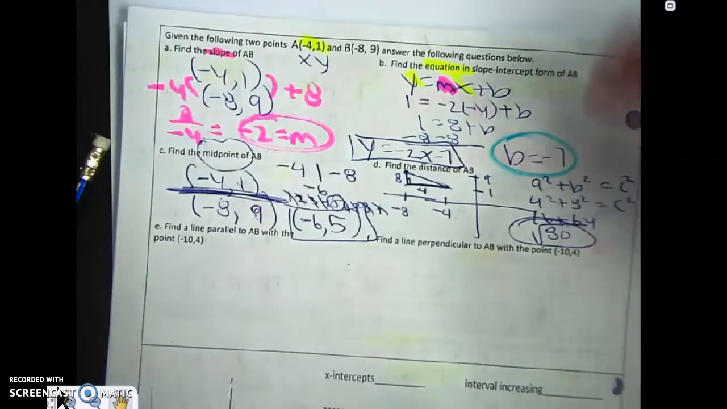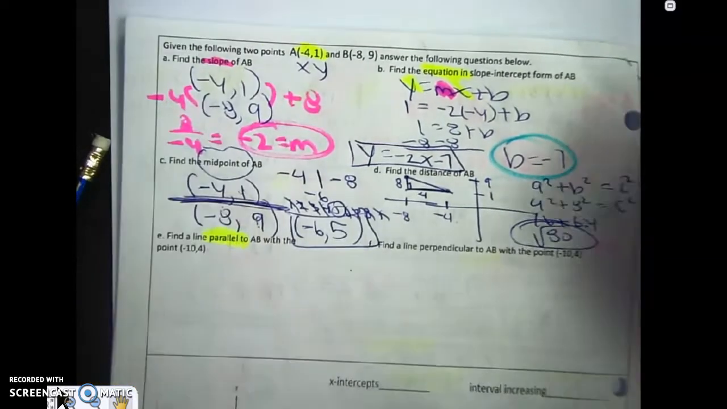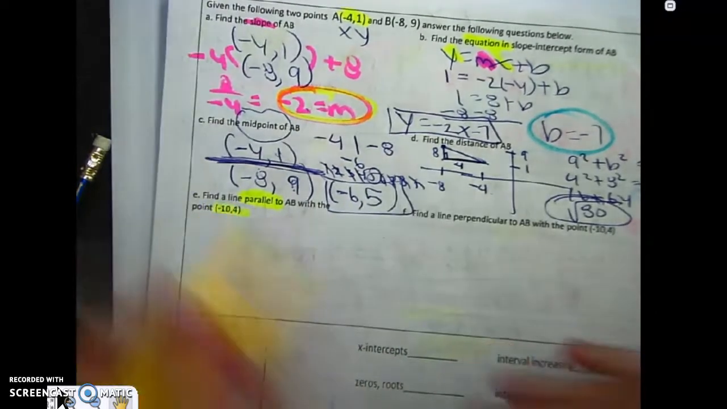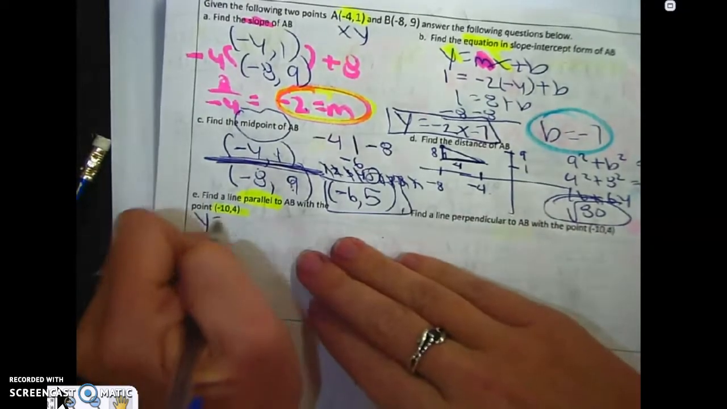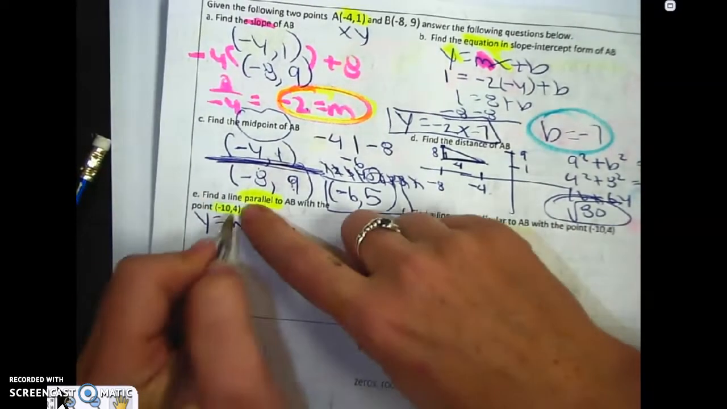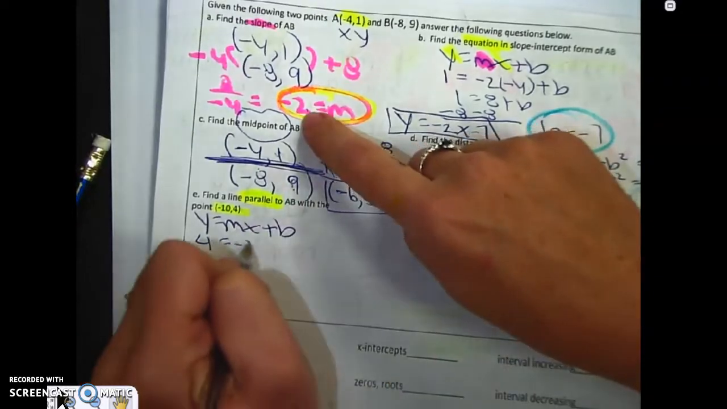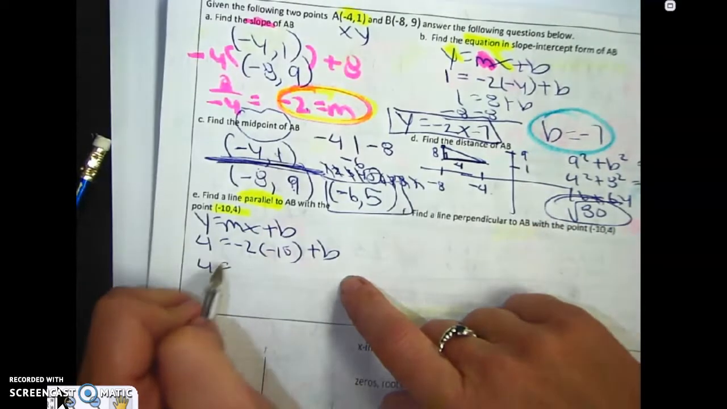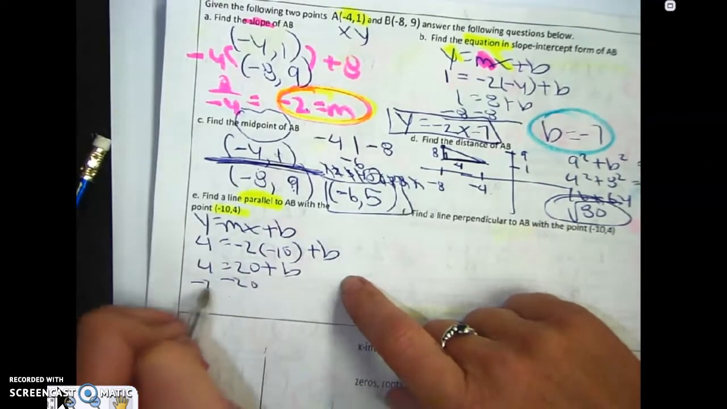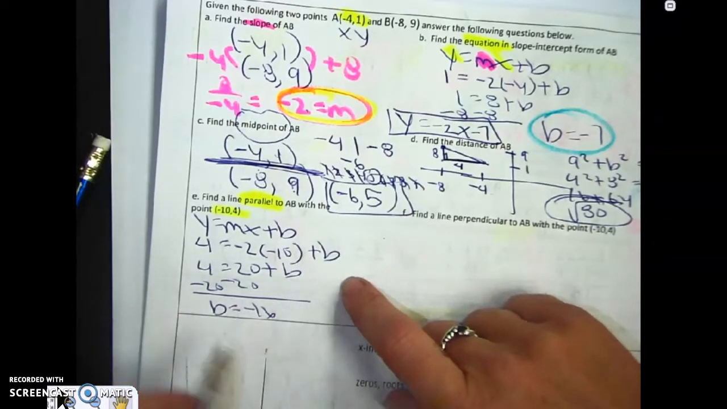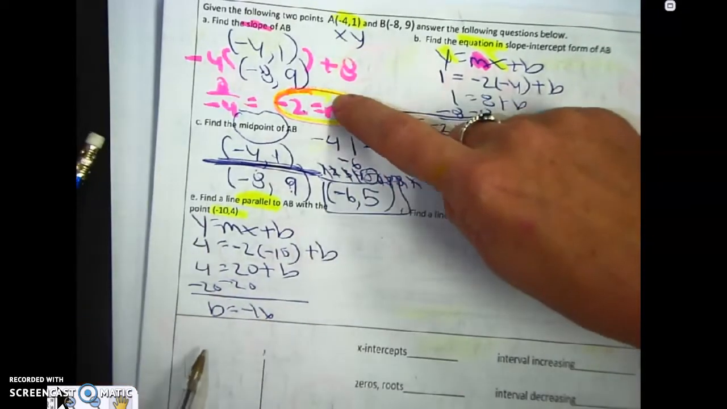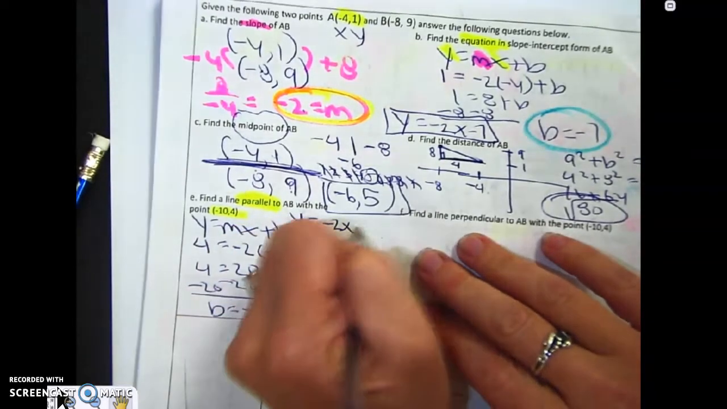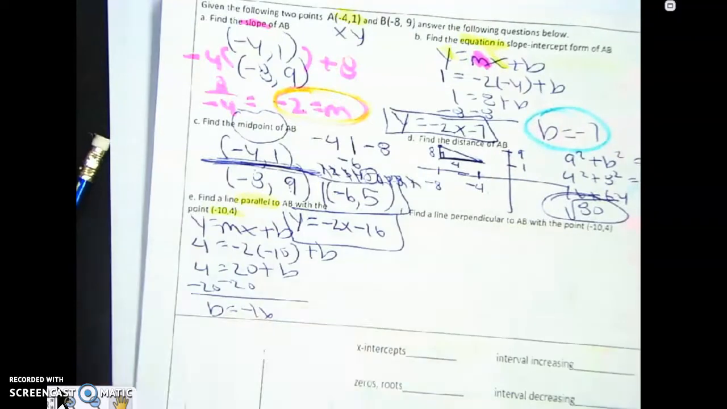All right. Find a line parallel. Parallel means it's going to have the same slope. So I take the slope, and I take the point, excuse me, and I do y equals mx plus b. There's my y. There's my m. There's my x. Find b. 4 equals 20 plus b, minus 20. b equals -16. I got my m. I got my b. Boom, my equation. Y equals -2x minus 16.